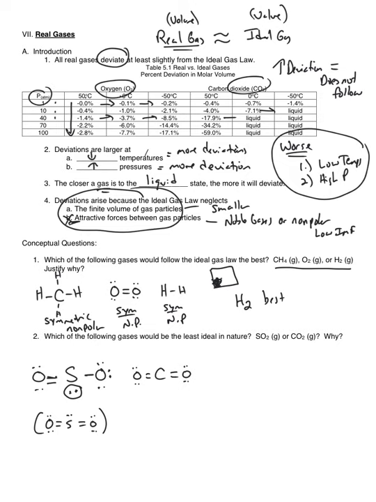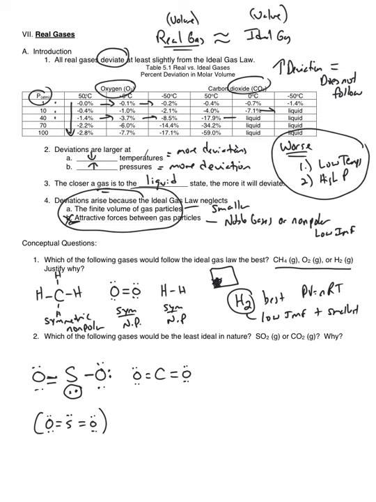The values we get in the ideal gas law would be much closer to real life because hydrogen is nonpolar, it has very low IMFs, and it is the smallest gas of the three, and therefore it takes up the least amount of room, and therefore will follow the ideal gas law the best.